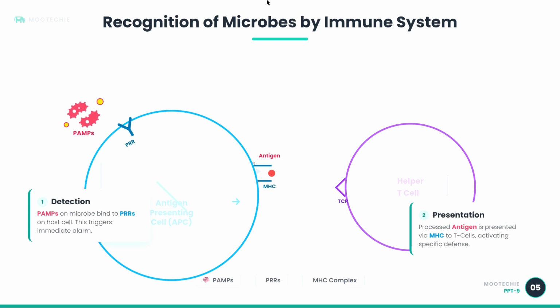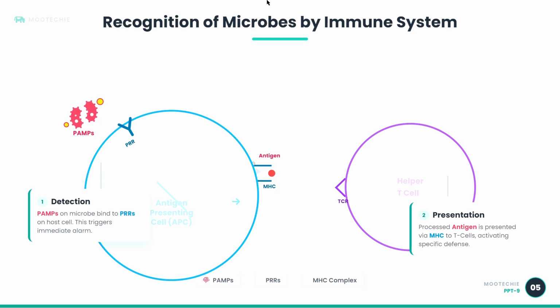Following this, the antigen, which is a piece of the microbe, is picked up by an antigen-presenting cell or APC. This cell then presents the antigen on its surface using a structure called the MHC complex. This presented antigen is then shown to a helper T cell. This whole process of presentation is critical because it activates the body's specific defense mechanisms against that particular invader.